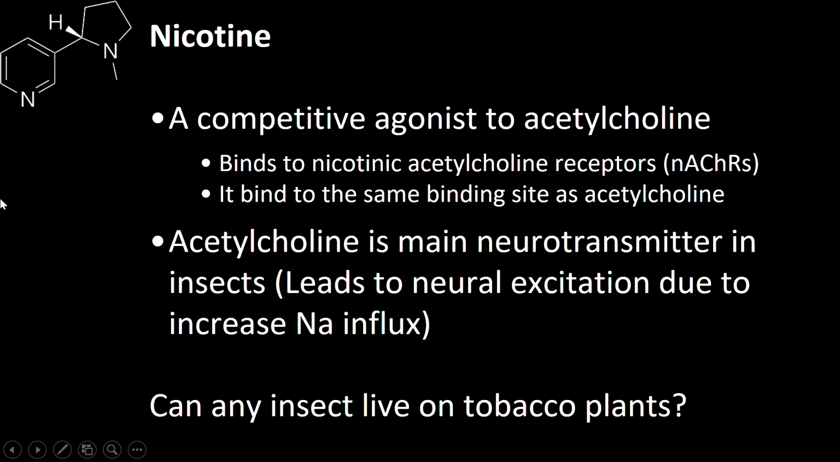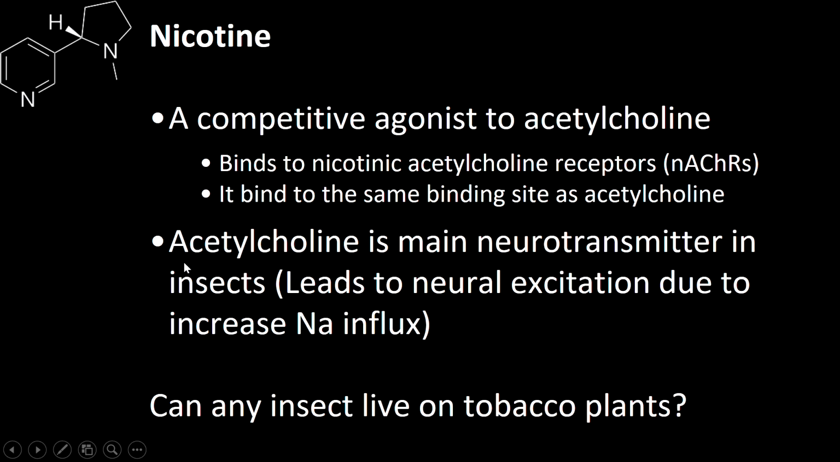Okay, next let's talk about some examples of neuromodulators. The first one is nicotine. Nicotine is a competitive agonist to acetylcholine. That means nicotine is going to bind the acetylcholine receptor at the same binding site as acetylcholine. That's what competitive means, right? And agonist means nicotine will have a similar effect as acetylcholine, or nicotine is going to facilitate acetylcholine.